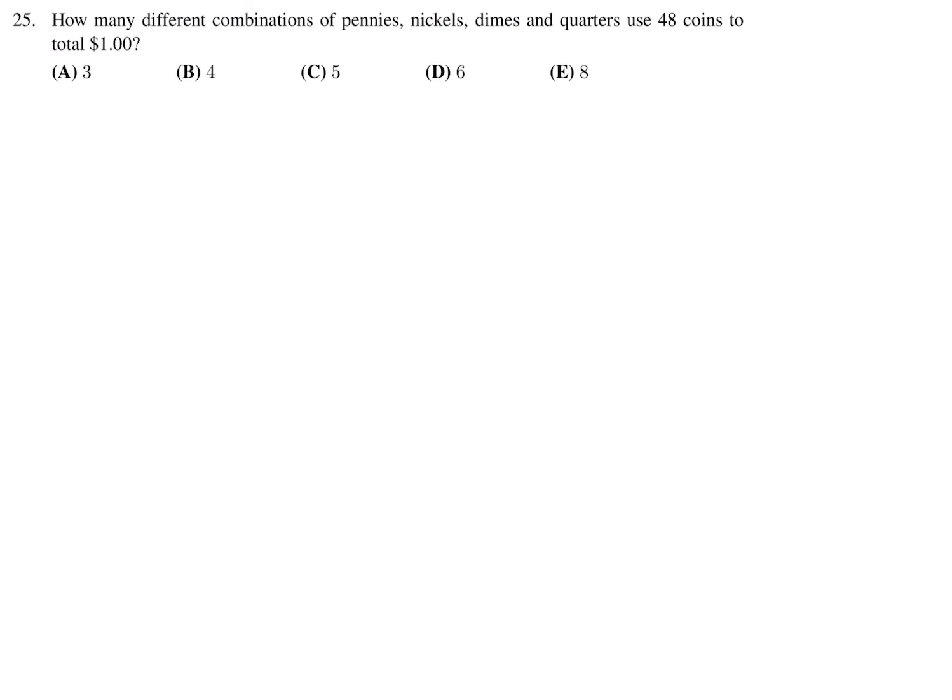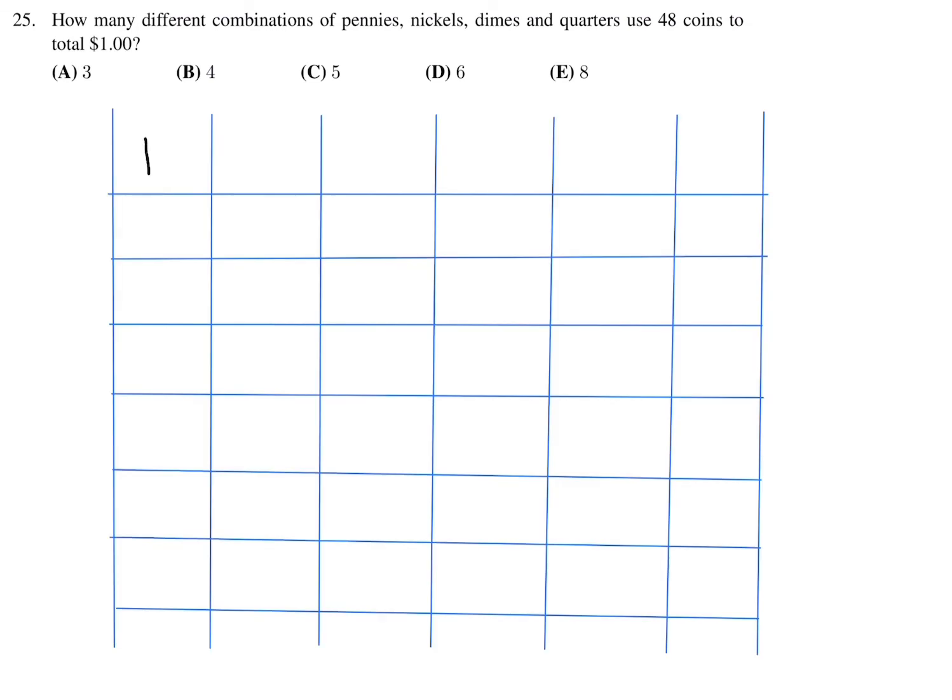How many different combinations of pennies, nickels, dimes, and quarters use 48 coins to total $1? All right, let's first make a little table for ourselves, and let's see what we get. Pennies, nickels, dimes, quarters. Now, we are not told much in this question. We don't know if we have to use a penny, nickel, dime, and quarter for all the combinations, or can I not have one of those coins? You know what I mean? Like, can I have 0 nickels and 0 dimes? Well, we'll just go with this.